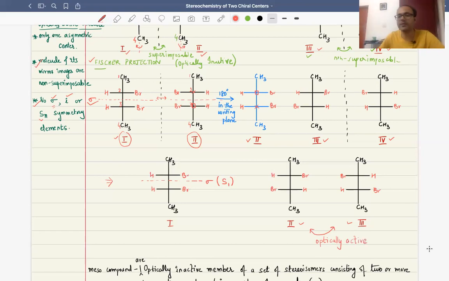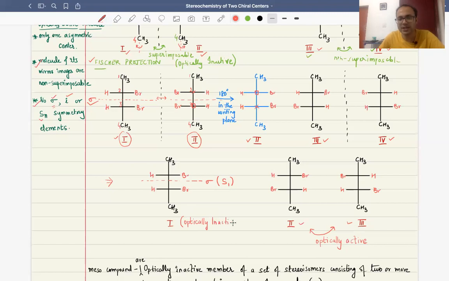Optically active. However, this is optically inactive because of the presence of symmetry elements. This is optically inactive. Optically inactive.